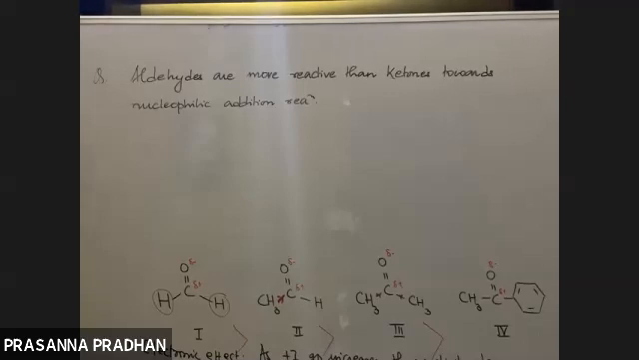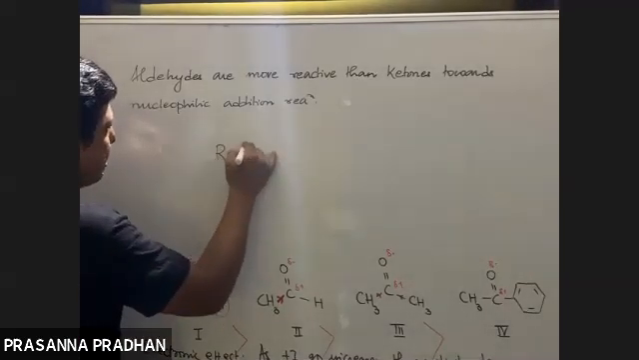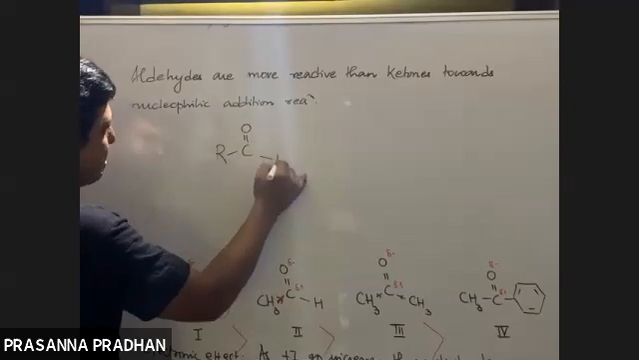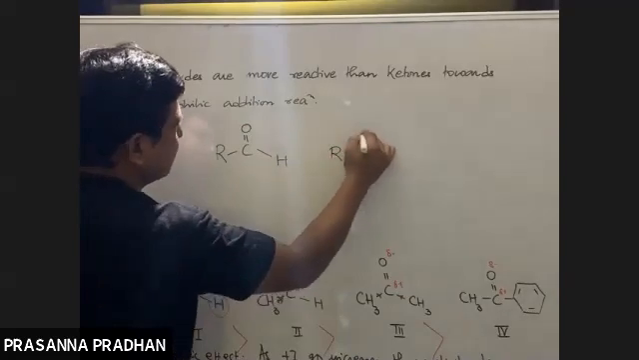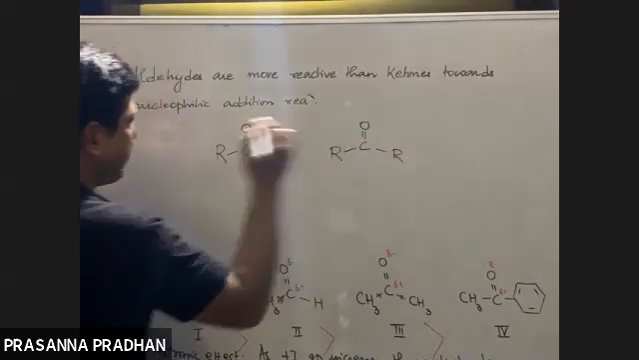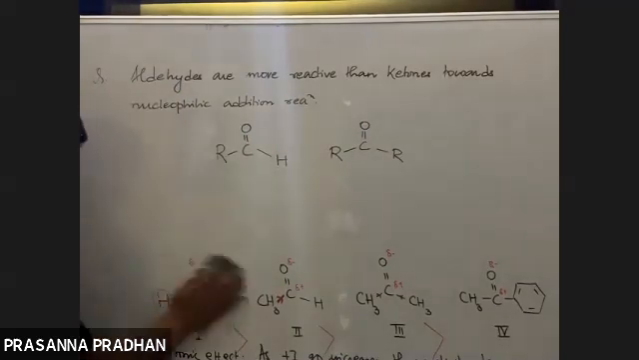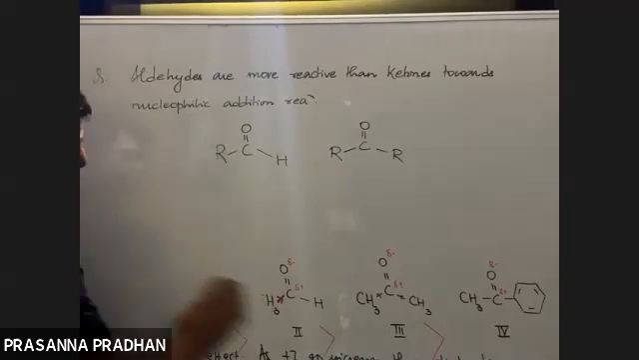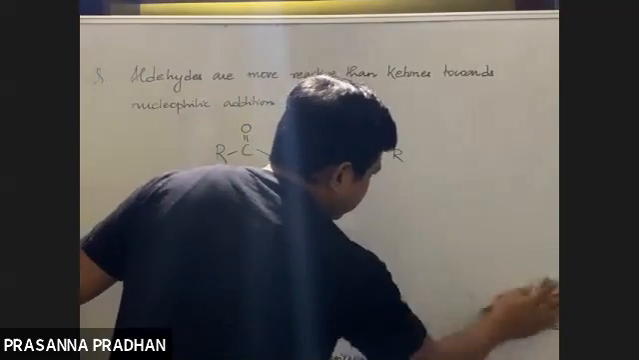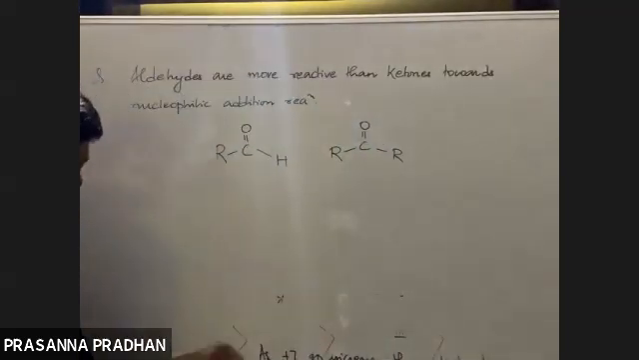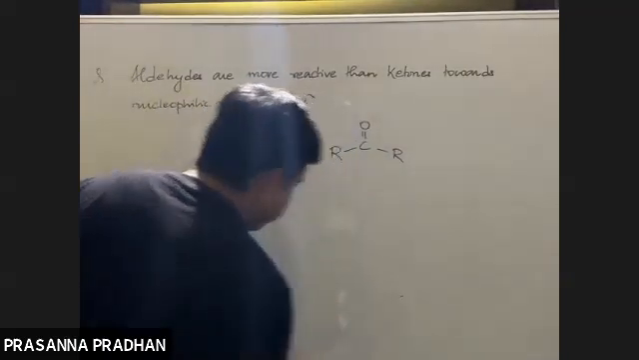So let us see the logic. Why? First, let me draw the structure of an aldehyde. An aldehyde always has a CH group. Ketone is this. The reason is very well understood, because in an aldehyde there is always a small hydrogen atom. So there is one small hydrogen atom, and steric hindrance is quite low in aldehydes due to the presence of the small hydrogen atom. Whereas in ketones there are bulky alkyl groups, two alkyl groups. So yes, we can explain it easily.